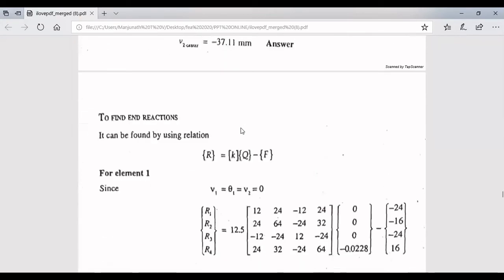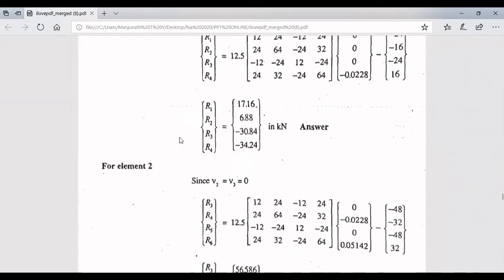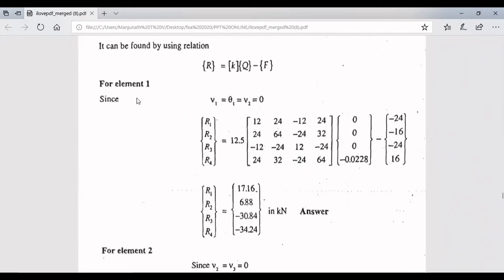So in the problem again they are asking to find out the end reactions. So we need to find end reactions. Just consider the first element. The reaction we can calculate, R, is equal to KQ minus F. Already we have discussed the same equations for the bars and also truss problem. Similarly we are able to calculate reaction forces at each node. For the element we have two nodes, node number 1 and node number 2. At node number 1, reaction forces are R1 and R2. At node number 3, reaction forces are R3 and R4.